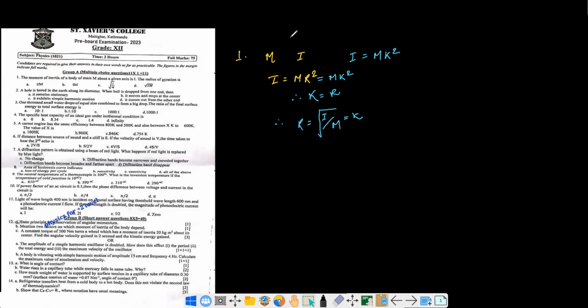So let us look at another question, question number 2. A hole is bored in the earth along its diameter, and a ball is dropped from one end. What does the ball do? Let me try to figure out the idea. Suppose this is the earth, just a rough sketch, and suppose this is the hole that we have drawn through the center. We have to look at the motion of this object.